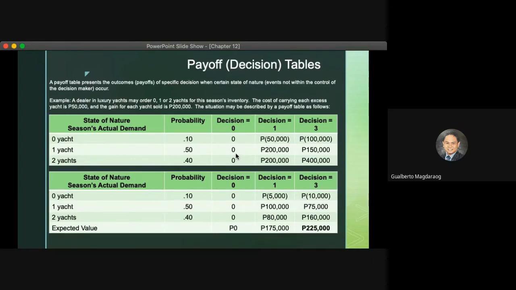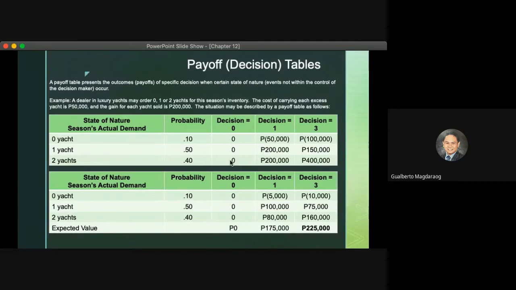So ganun din sa explanation niya sa 2 yacht. We will not earn something, we will not pay anything because we do not maintain any yacht. Although there's a demand of 2, wala naman tayong maibenta. At wala rin naman tayong mini-maintain. So zero income tayo when we decide to produce 0.